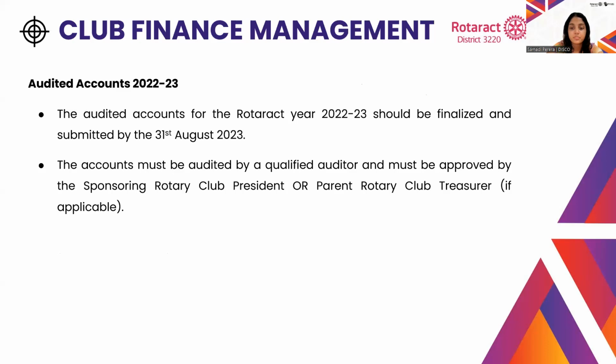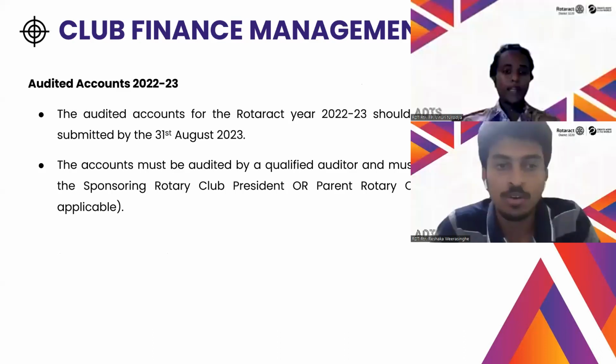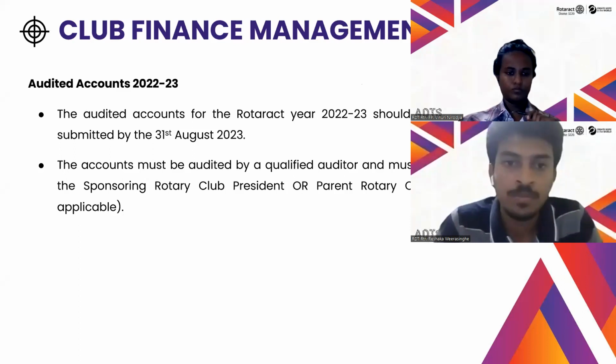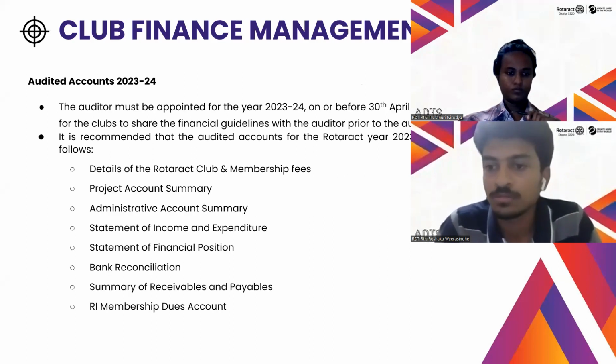Moving on to the audited accounts for the year 2022-23. Probably all of you are currently working on this. All clubs have to submit the audited account for the year 2022-23 on or before the 31st of August, and accounts must be audited by a qualified auditor, and the audited account should be approved by the sponsoring Rotary Club president or the treasurer. Moving on.